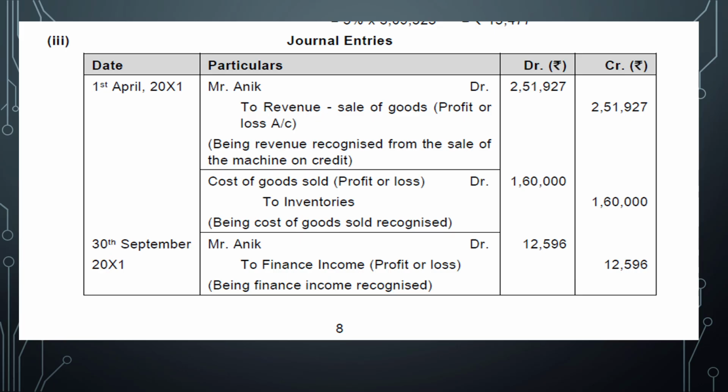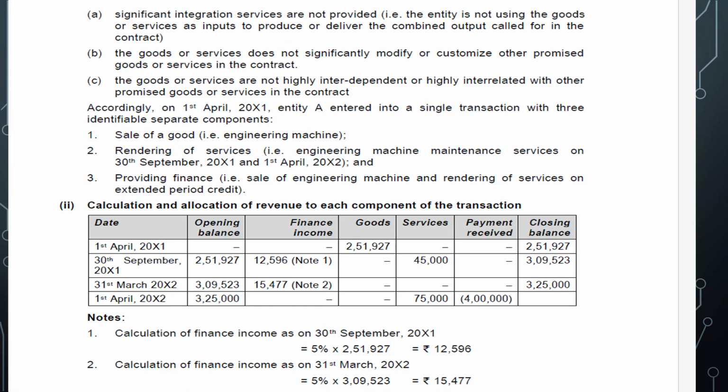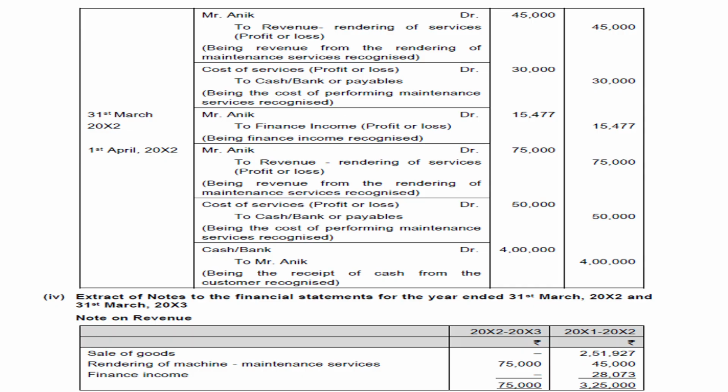Now moving on to the journal entries. On 1st April, this will be recorded: Mr. Anik to revenue, 2,15,927. Then the entry COGS to inventory 1,60,000. On 30th September, finance income will be recognized, which we just saw in the computation, that is 2,15,927 into 5%. The next one is the recognition of revenue for services, so Mr. Anik to revenue 45,000.